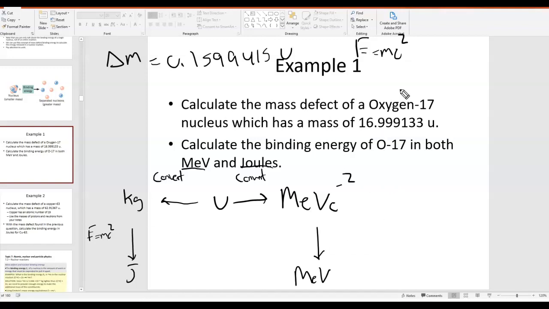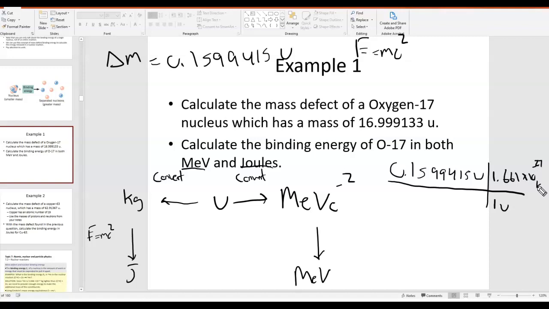Alright, so let's find this binding energy in joules first. Okay, so let's say I have the mass defect in U, and I need to convert that to kilograms if I want the binding energy in joules. Okay, so like any unit conversion, you start with what you're given. And the conversion factor that would be given to you in the data booklet is 1 U is 1.661 times 10 to the negative 27 kilograms.